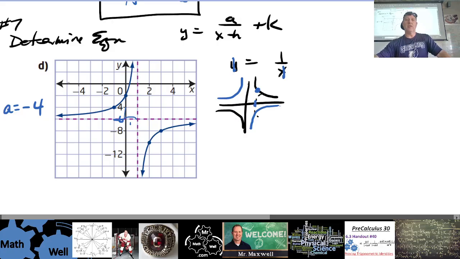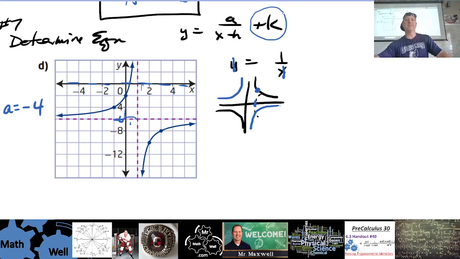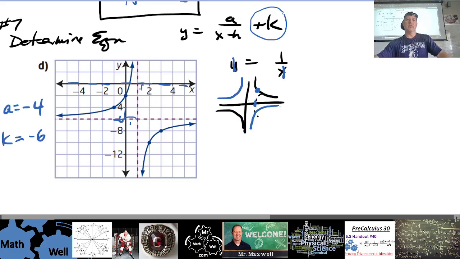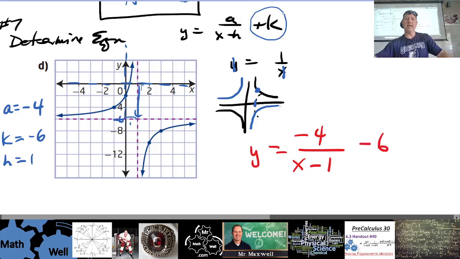So the horizontal asymptote is normally on the x-axis, but it has been moved down. How many units? 6 units. So does it look like this k would be a minus 6? Okay. So go down 6 units. And then it looks like the vertical axis, or asymptote, which is normally the y-axis, has been moved to the right 1 unit. So does it make sense that h is 1? And so that our equation would be negative 4 over x, h is 1, so x minus 1. That's to the right 1 unit. And then minus 6, that's down 6 units.